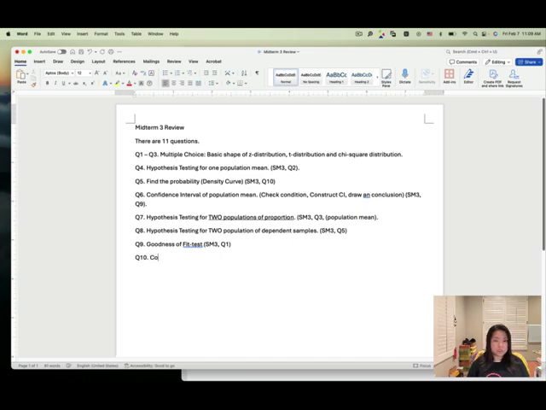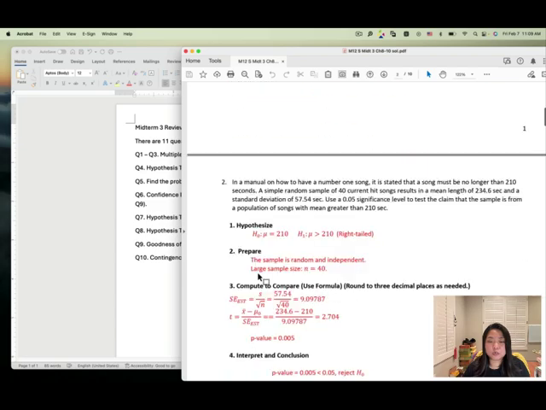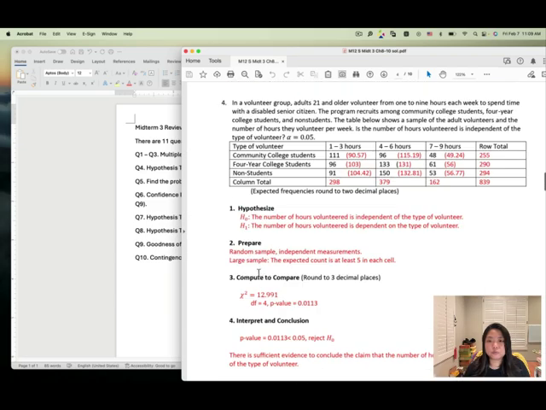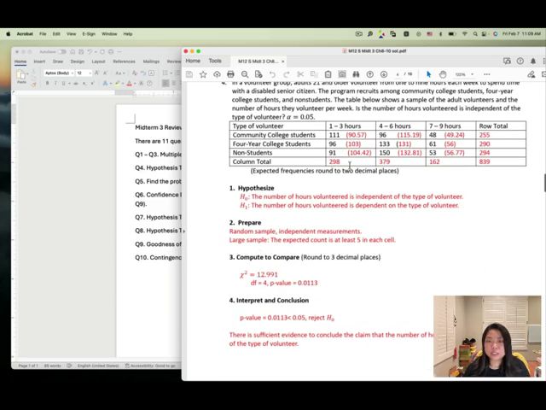Okay, question 10. Contingency table. Okay, contingency table, look at your question 4. Okay, make sure you find the subtotals and the grand total. And then keep in mind, find the expected frequency. Okay, and then state the hypothesis and condition, and do the same thing.